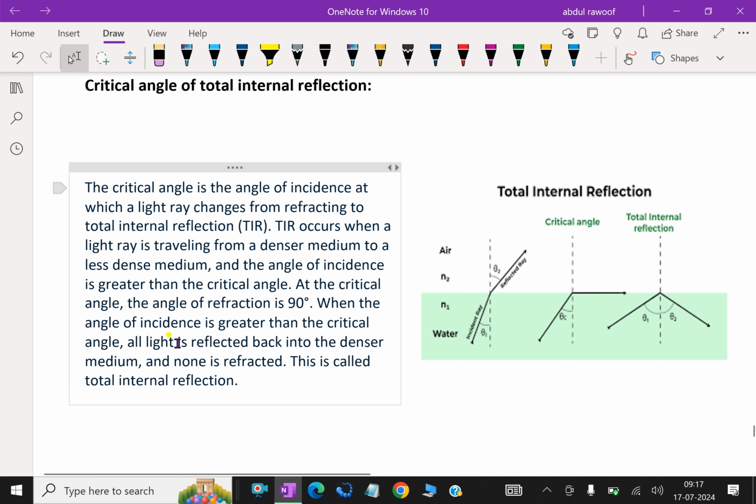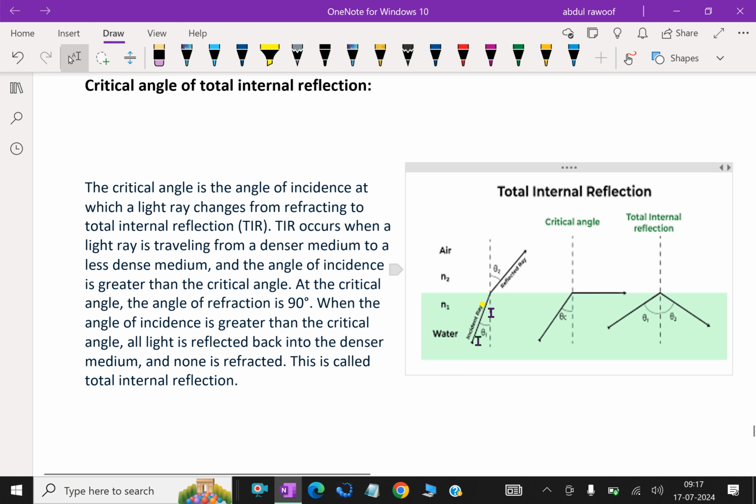When the angle of incident is greater than the critical angle, all light is reflected back into the denser medium and none is refracted. This is called total internal reflection. Look at here. This is the incident ray. This is the refracted ray. So we have to adjust the angle of the incident ray here and there. Then the refracted ray will be like this. That means it must be perpendicular to the normal.